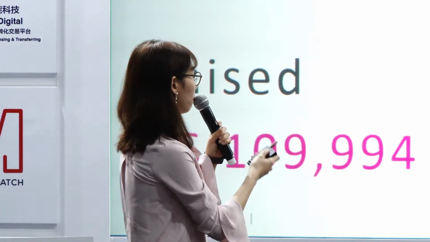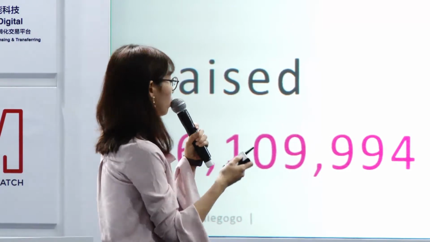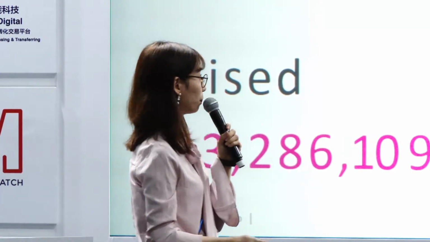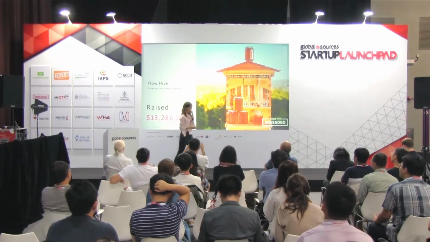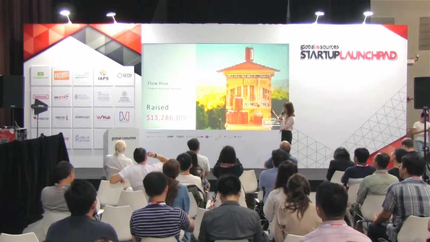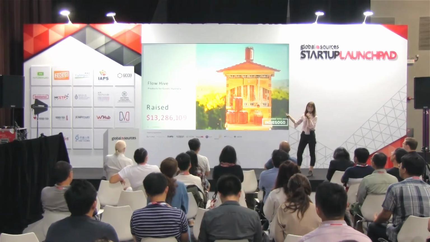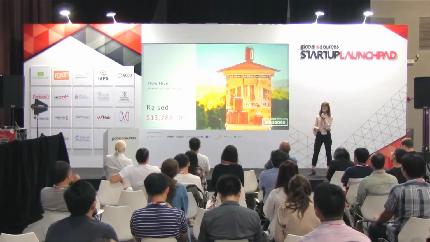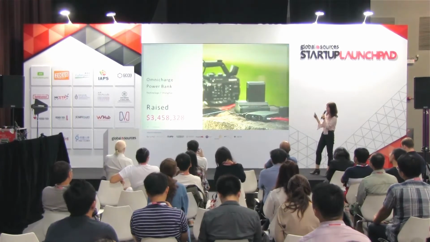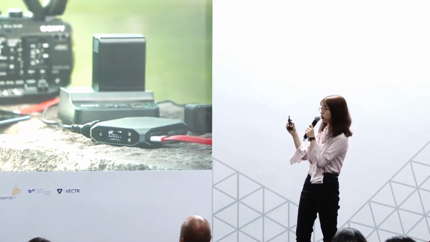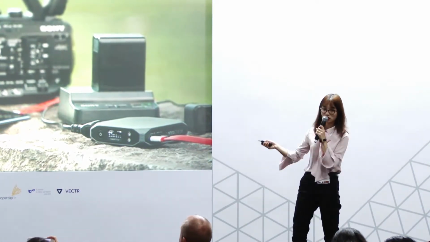So you can see here, Mate Bike is an electric bike that was run by a team from Copenhagen, raising over $6 million on our platform. And then we have here Flowhive, a team from Australia who launched a home beekeeping kit so that you can raise bees and have fresh honey from your backyard, raising over $12 million. Then you have a team from Shanghai, China, OmniCharge, the world's most powerful portable charging bank that has an AC port.